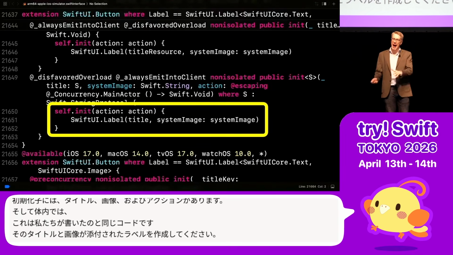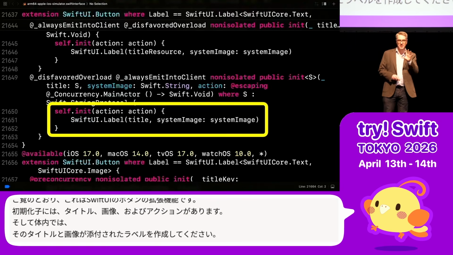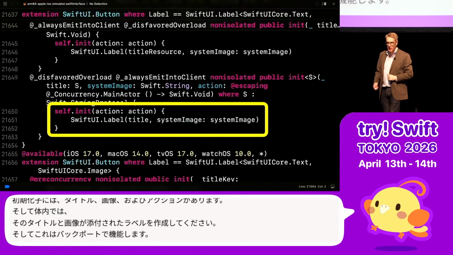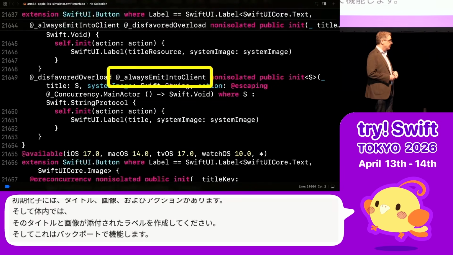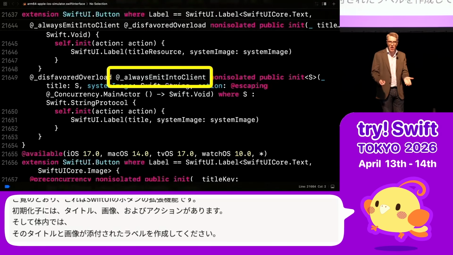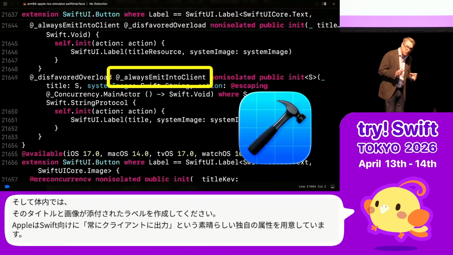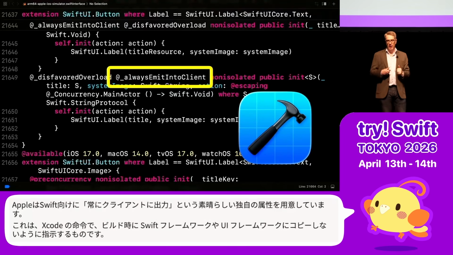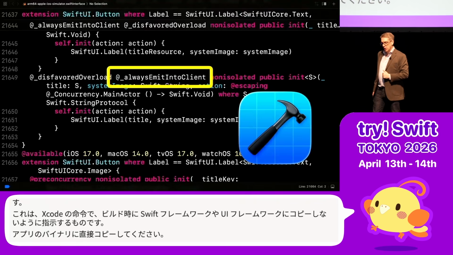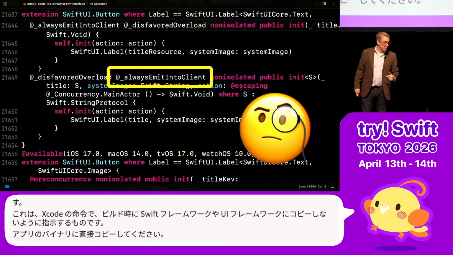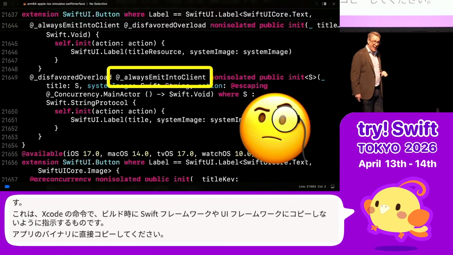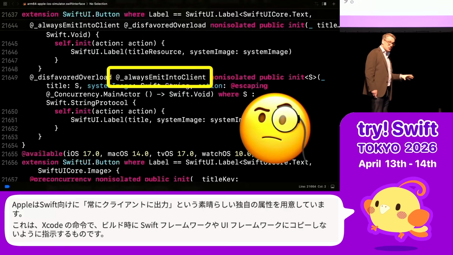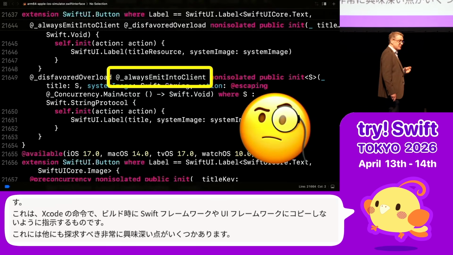And this works backported because Apple has a wonderful private attribute for Swift called always emit into client, which is an Xcode instruction saying when this is being built, do not copy it into the Swift framework, SwiftUI framework, copy it into our app binary directly. So, this also has some other really interesting things to explore. Please do poke around and see what you find.